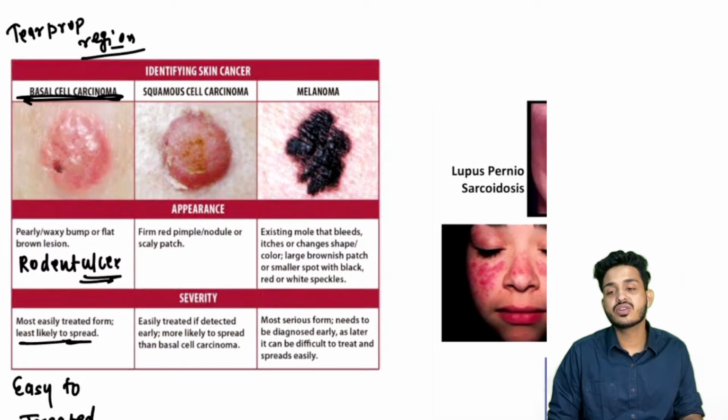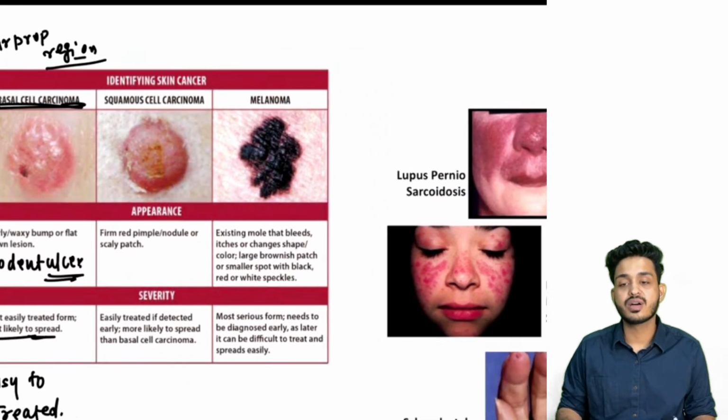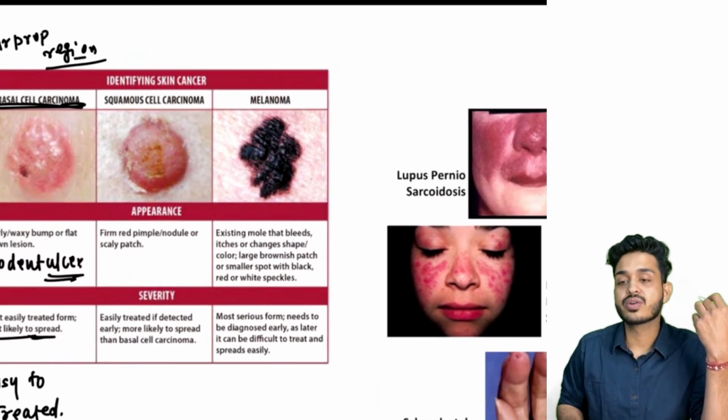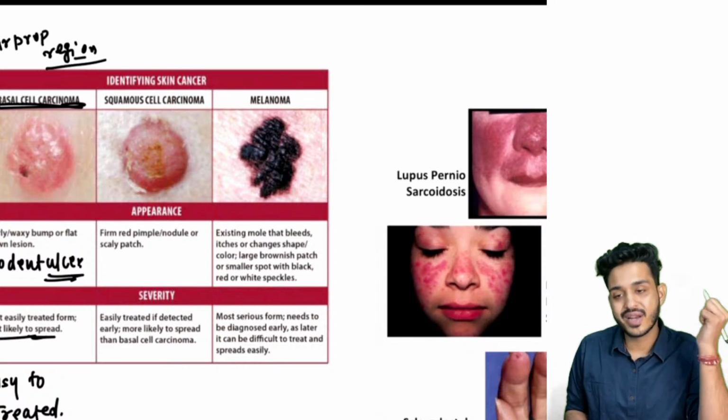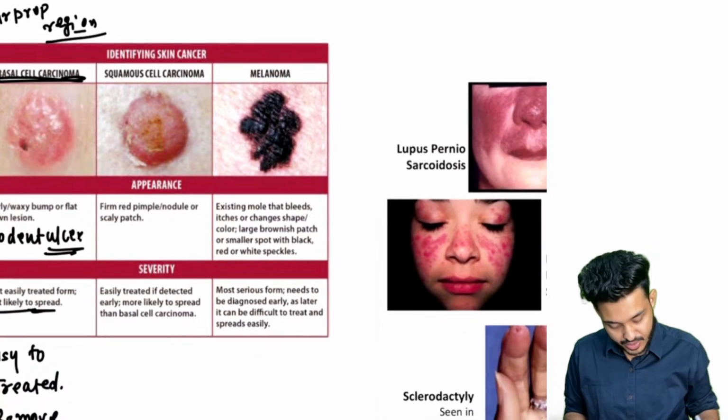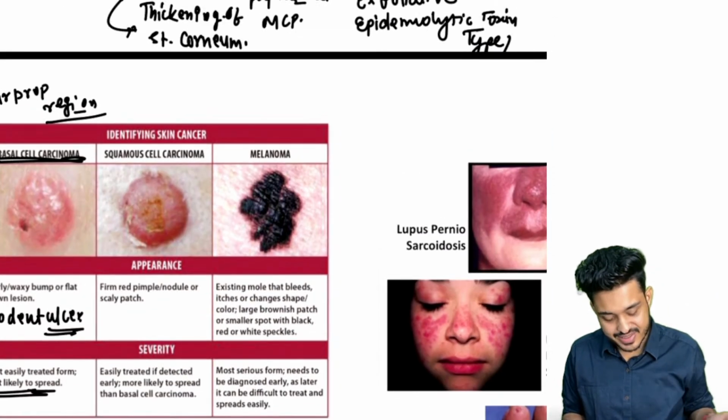Okay, so this is your rodent ulcer or basal cell carcinoma around the teardrop region. It is very easy to treat, and it will not metastasize. So that is the basal cell carcinoma.